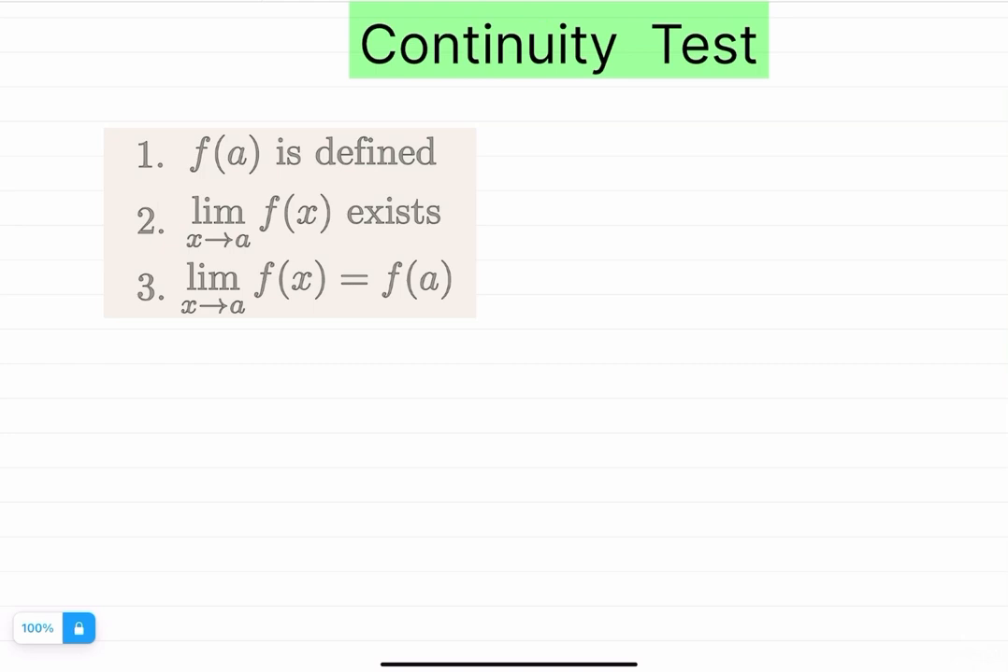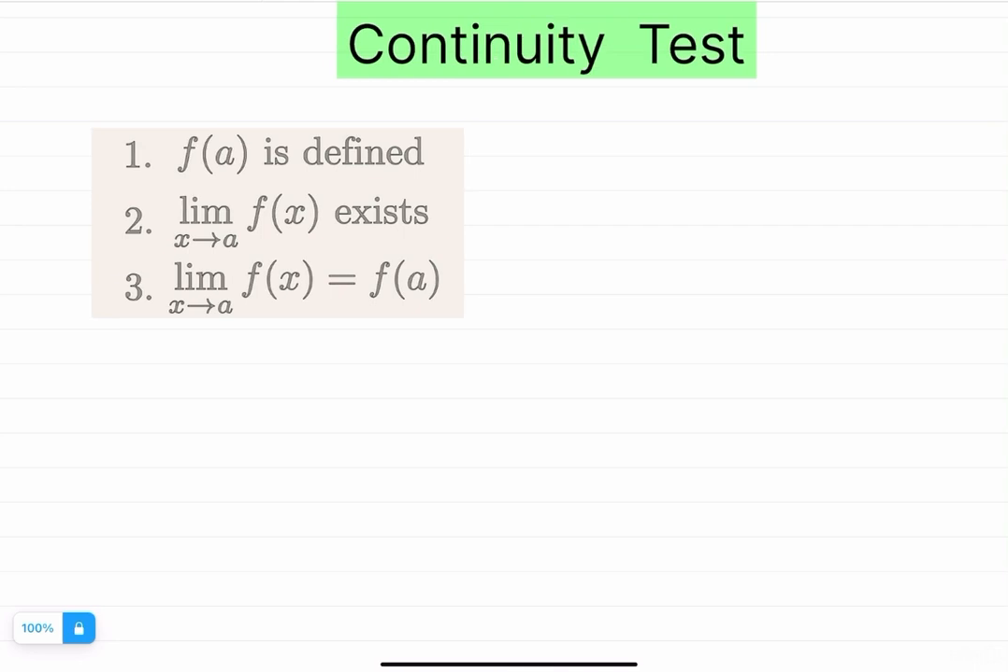Now we have to pass through 3 tests if we want to check for continuity of a function. If it passes through all 3 tests, then it's a continuous function. If it doesn't, then it means it's a discontinuous function. The first condition is f of a is defined.